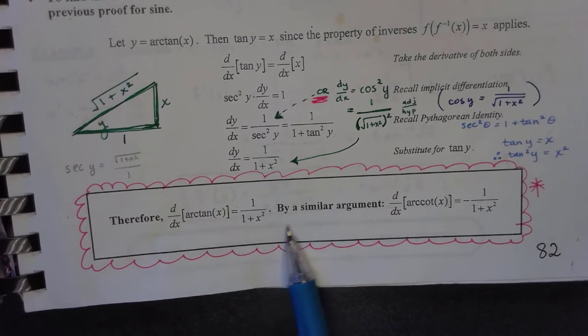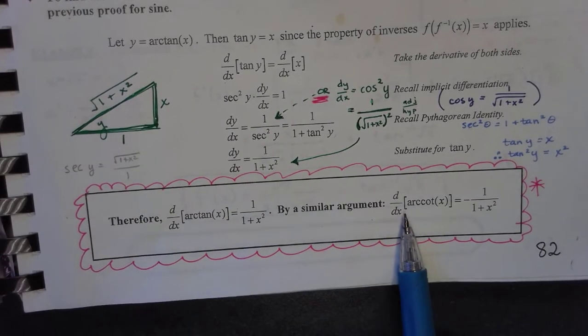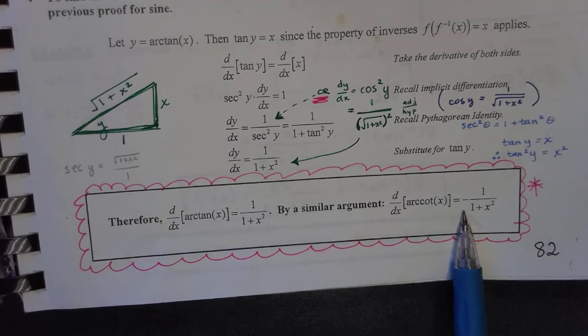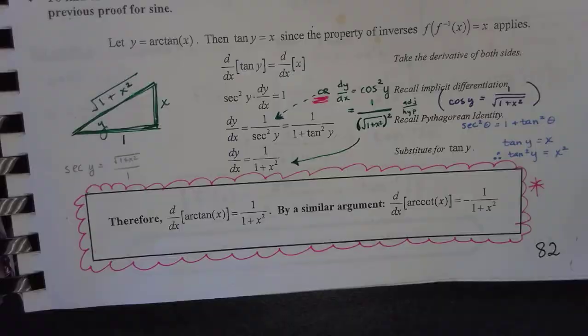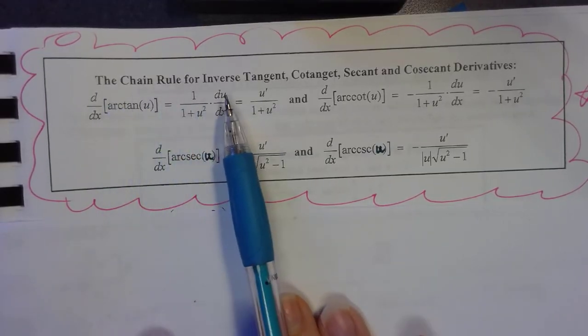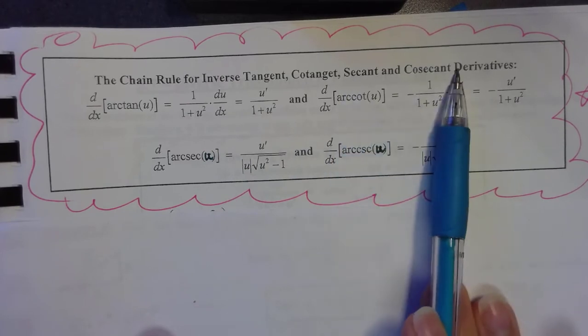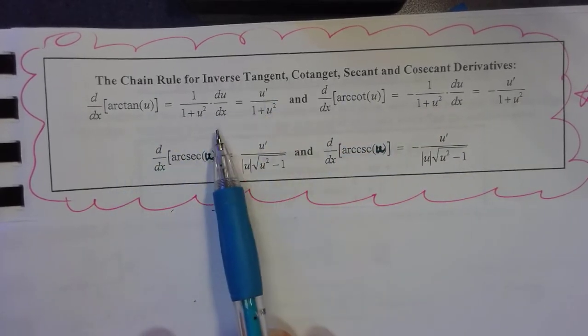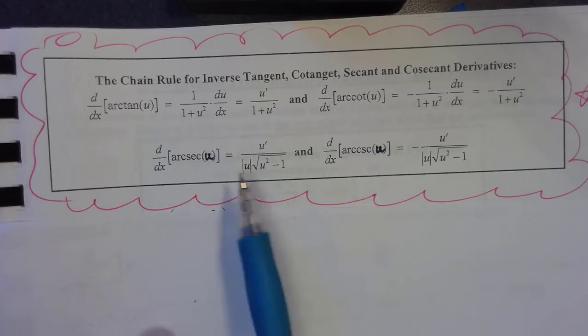And by a similar argument, the derivative of arc cotangent of x is the opposite of that, negative 1 over 1 plus x squared. Okay, so the chain rule for inverse tangent, cotangent, secant, and cosecant derivatives are these. Remember, times u prime. These need to be changed to u's in your notes.